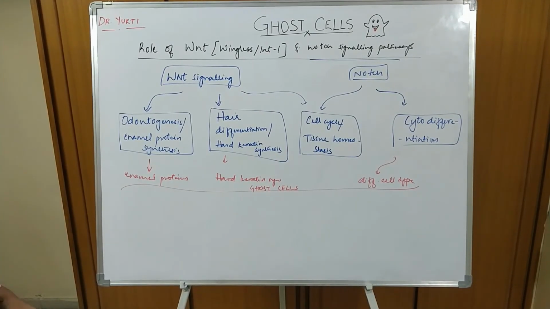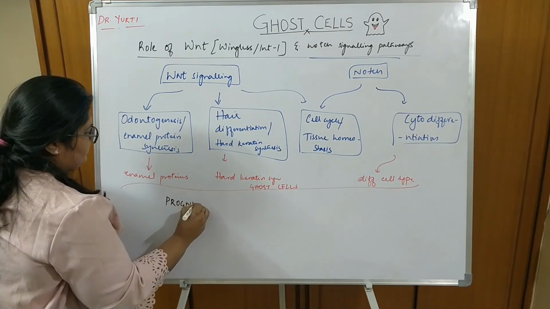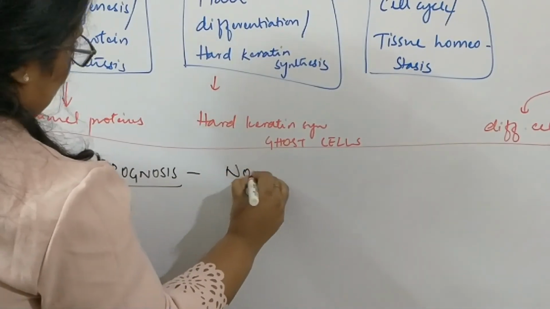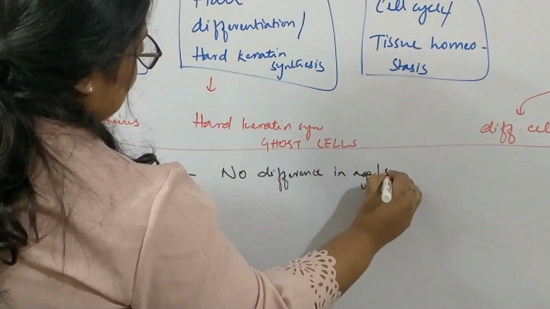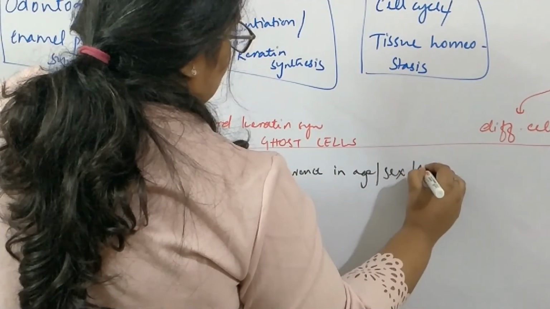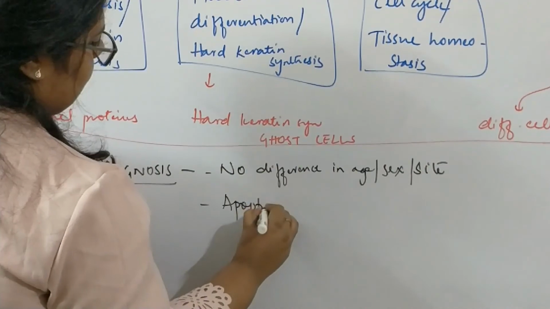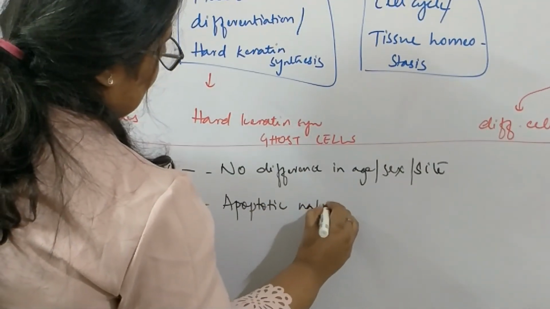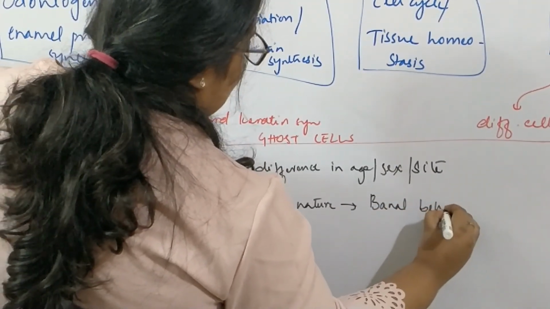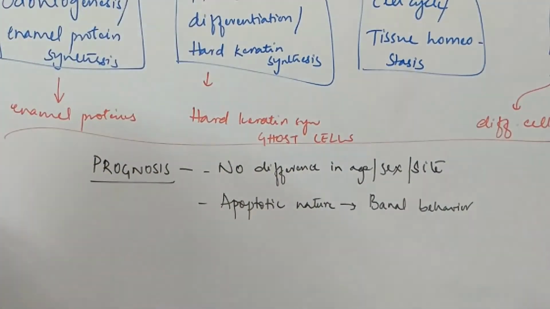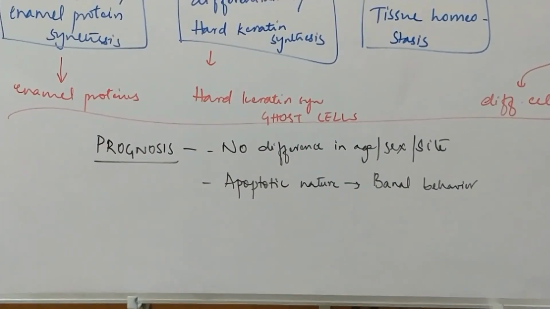So let me write down here. Prognosis. Generally there is no difference in the age, sex or site, but because of the apoptotic nature of these cells, they are considered to be the reason for the banal behavior of the tumors. So this is about ghost cells.